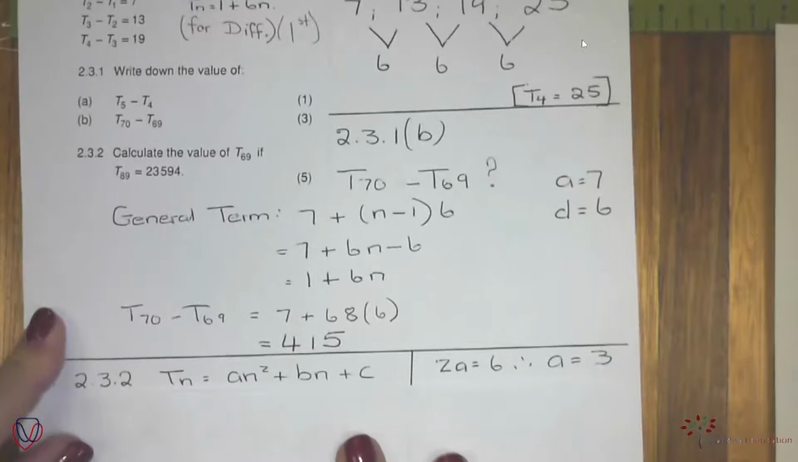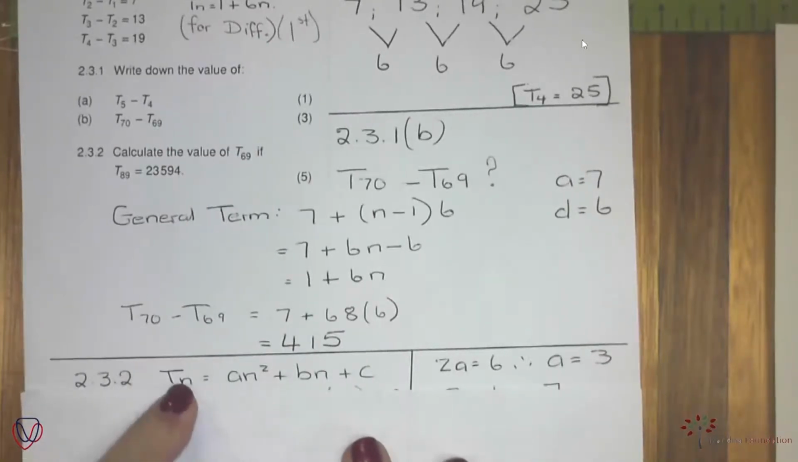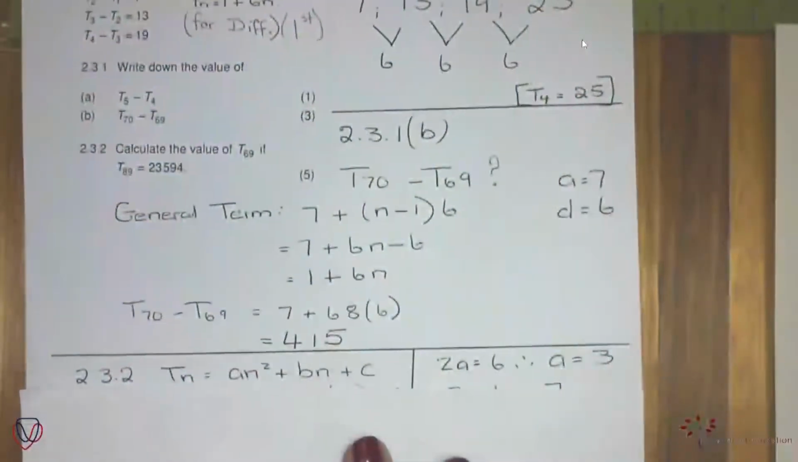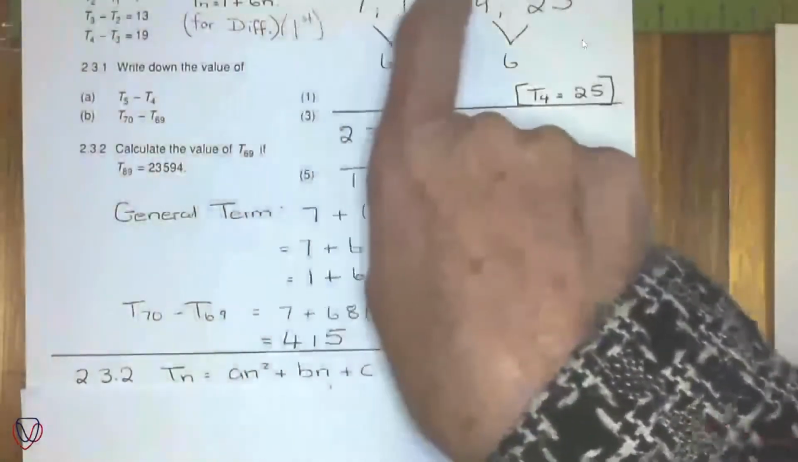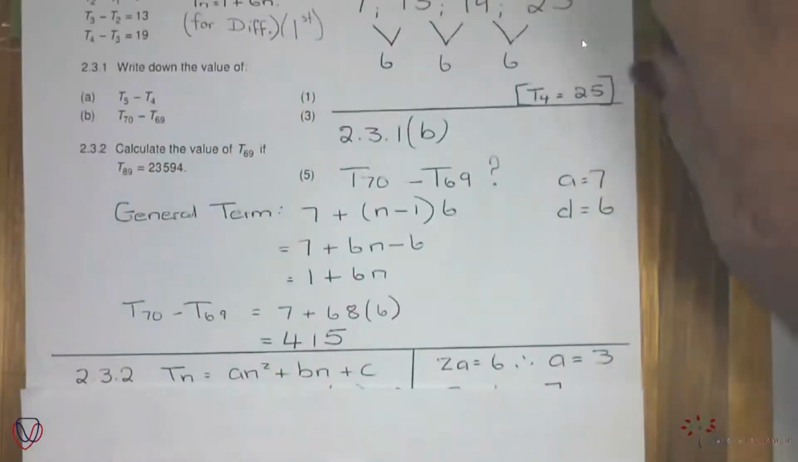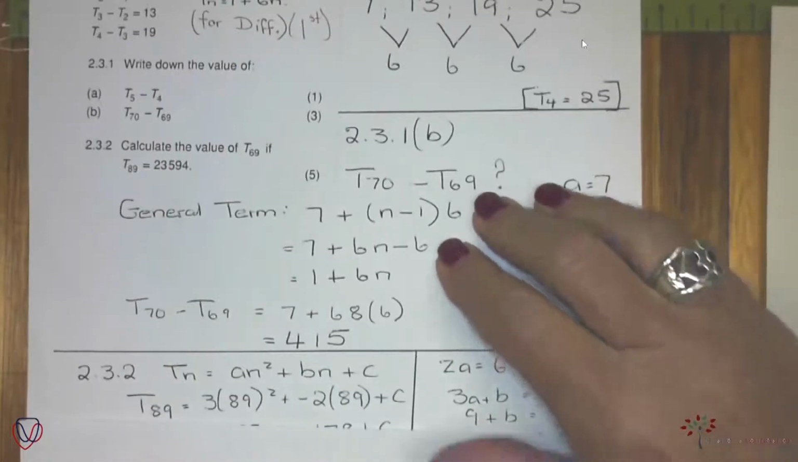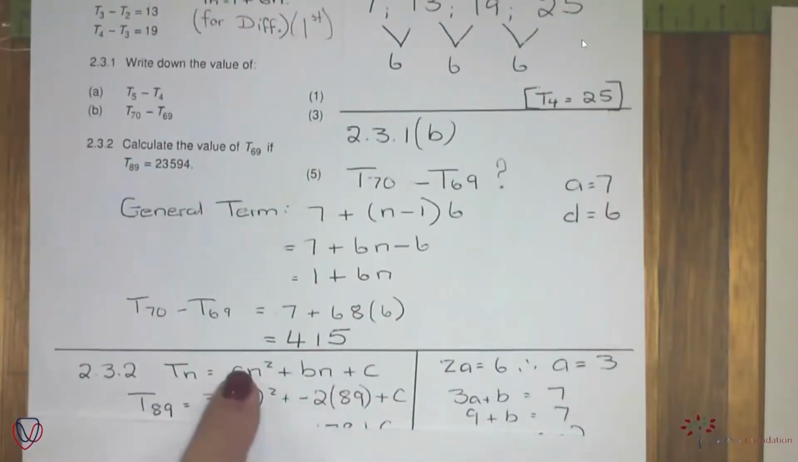The first thing, we've got to realize that the formula for Tn of this quadratic sequence here is an squared plus bn plus c. But we don't have it because we don't have the first row of this sequence. It should be in here. Can you see that? There. Okay. We don't have it. So we'll have to make a plan now. We know that Tn is in that form. We know that T89 is this. So now I can go to that formula.